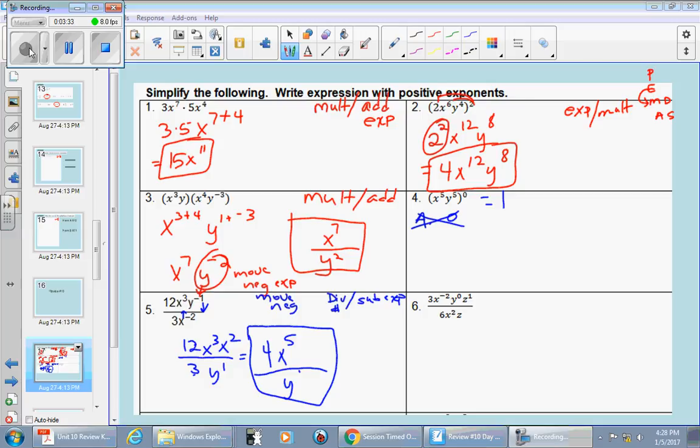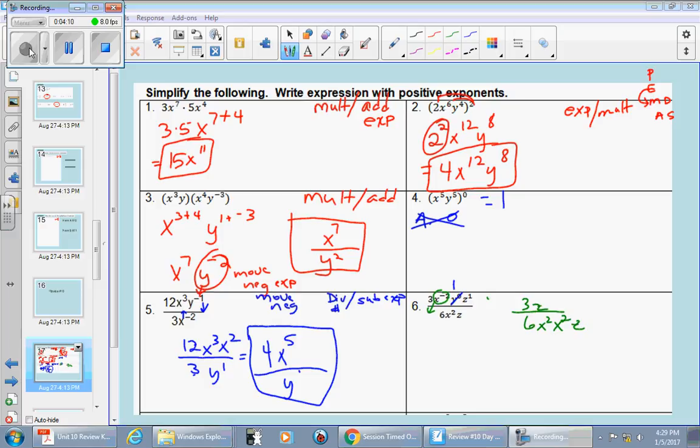Number 6. So this one, first of all, let's change this y to the 0 power to 1. We don't really need it. Then let's move negatives. So I'm going to move this down. And so we'll have 3 over 6. On the top, we have a z left. And on the bottom, we'll have an x squared and another x squared and a z. This looks like a 2, so I'm going to put lines through those.